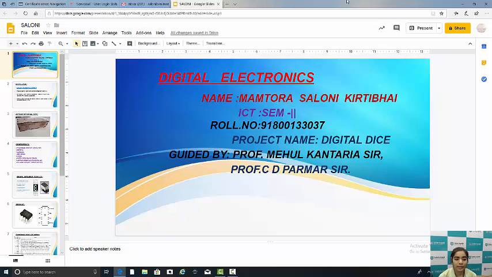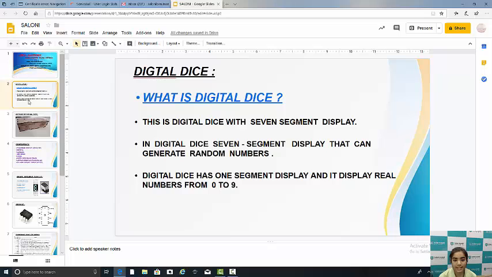So first of all, let's see what is digital dice. So this is digital dice with 7 segment display. In digital dice, the 7 segment display can generate random numbers. Digital dice has 1 segment display. It is LCD and it displays numbers from 0 to 9 and it generates random numbers from 0 to 9.